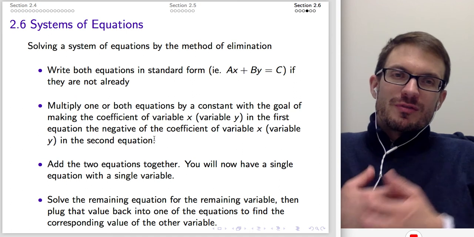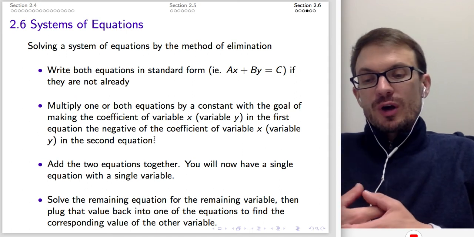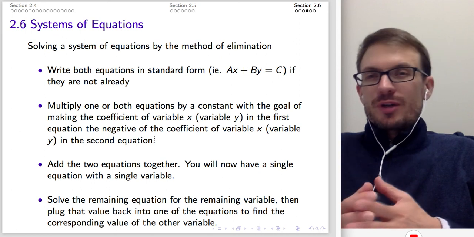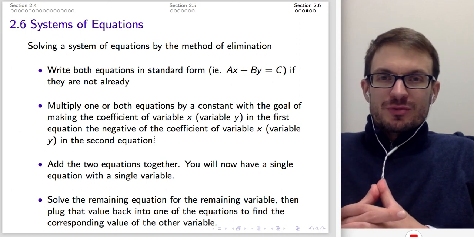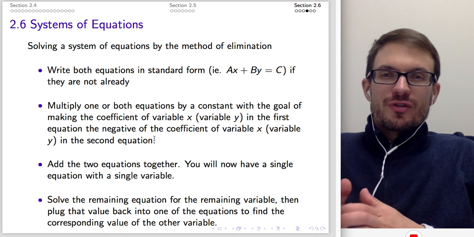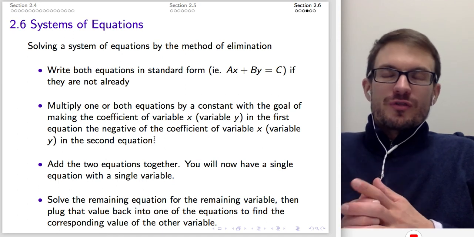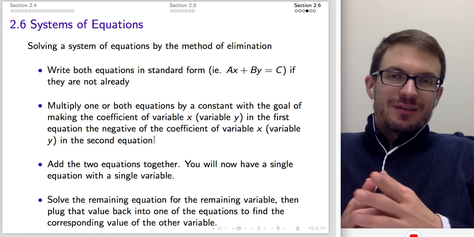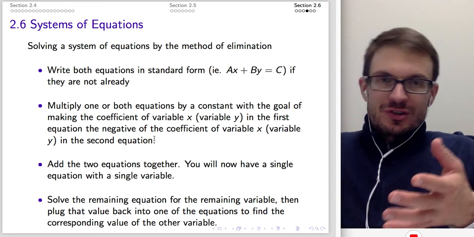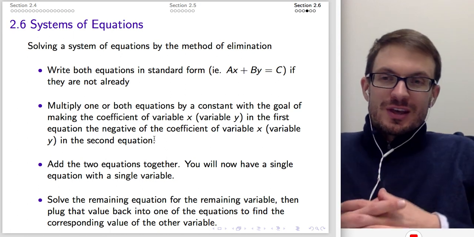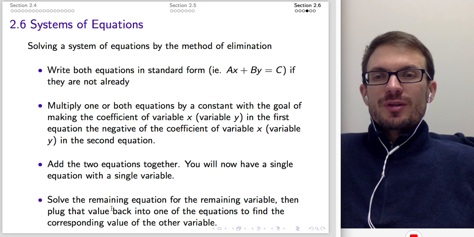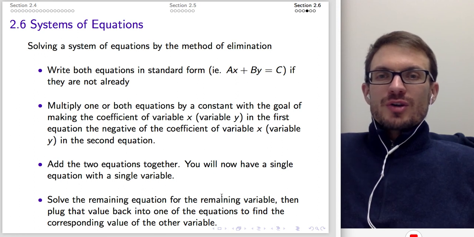Okay, now what about solving by elimination? Well, we want to get standard form. If they're not already in standard form, then we multiply one or both equations by a constant with the goal of making the coefficient of the first one, the coefficient of x, for instance, or y, for instance, in the first equation equal to the negative of the coefficient of the x variable, for instance, or the y variable, for instance, in the second equation. Then we add them up, and we have a single equation with a single variable. And then solve the remaining equation for the remaining variable, then plug back into one of the equations.